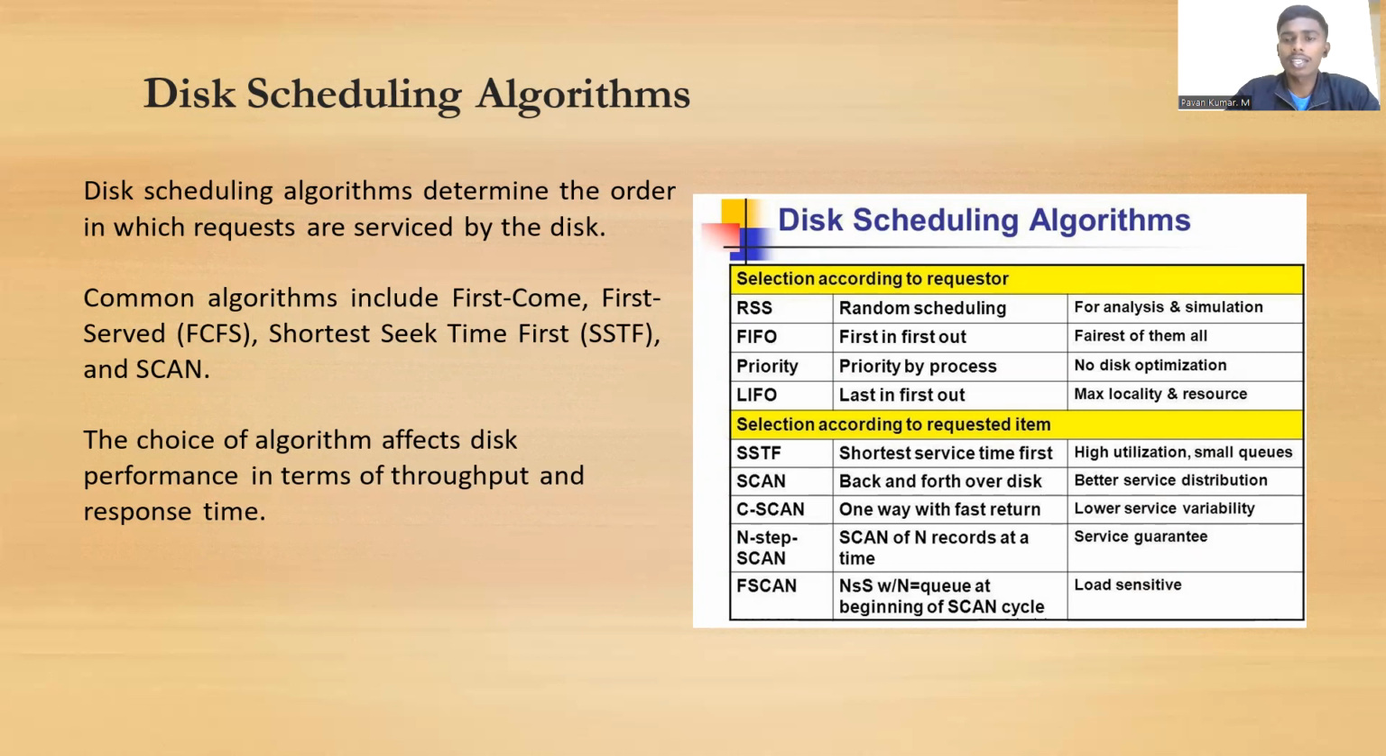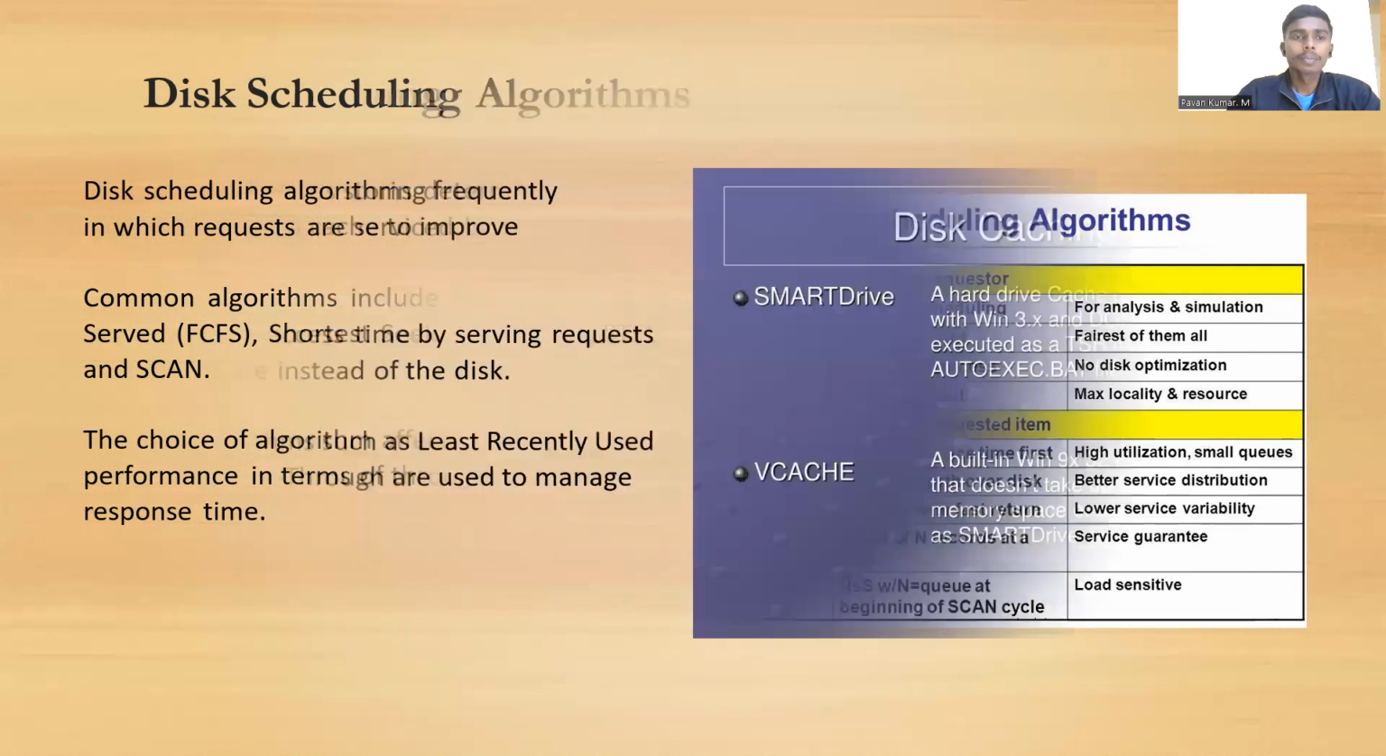Selection according to requested items includes SSTF, shortest service time first. It has high utilization and small queues. SCAN is a back and forth over the disk, with better service distribution. C-SCAN, one way with fast return, has lower service variability. N-step SCAN, N records at a time, gives service guarantees. F-SCAN is N-step SCAN where N equals the queue size at the beginning of a scan cycle, with load sensitivity.